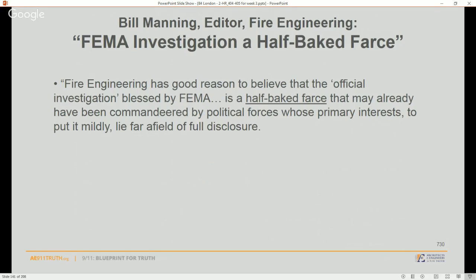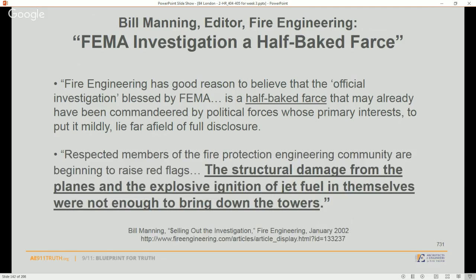Like, for instance, the FEMA investigation, which Bill Manning, the editor of Fire Engineering magazine, calls a half-baked farce that may already have been commandeered by political forces, whose primary interest, to put it mildly, lie far afield of full disclosure. Wow. He says the structural damage from the planes and explosive ignition of the jet fuel in themselves are not enough to bring down the towers.